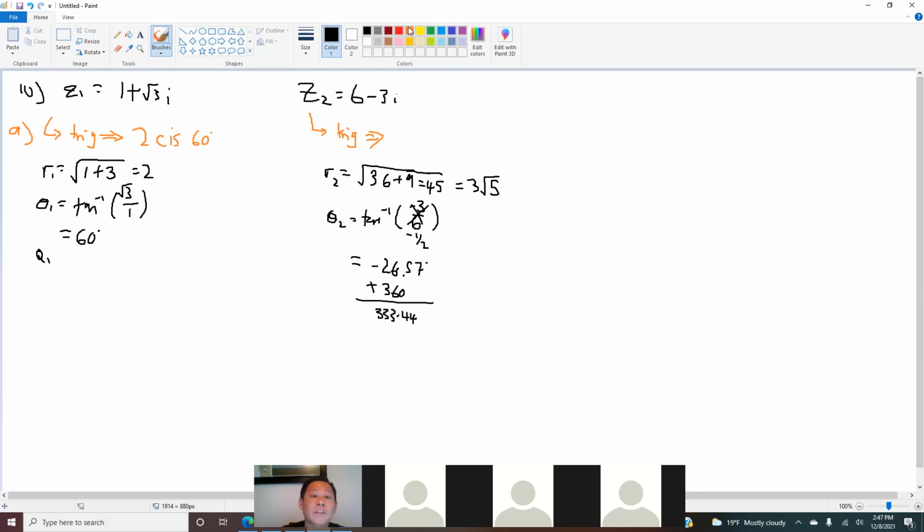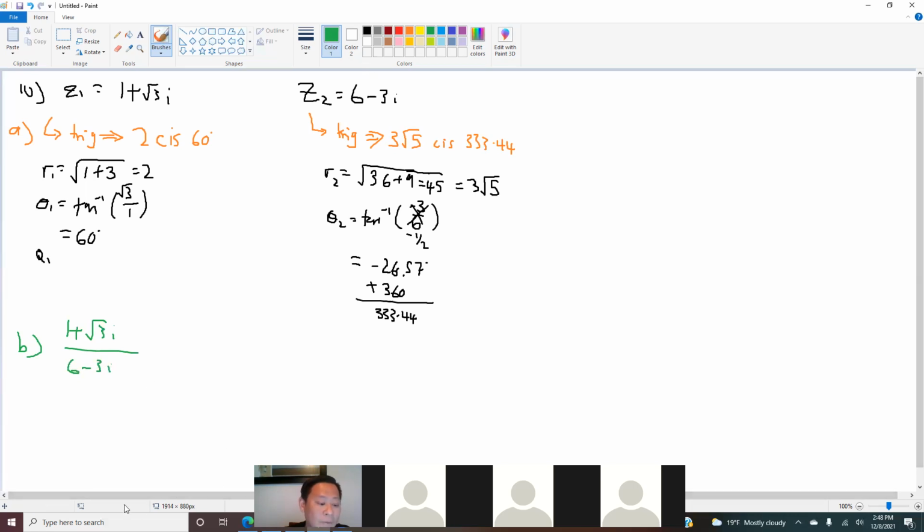So what we have in this trigonometric form in this case is 3 root 5 CIS 333.44. So this is part A. We're going to do twice. And now part B, we need to divide. So what is 1 plus root 3i divided by 6 minus 3i?